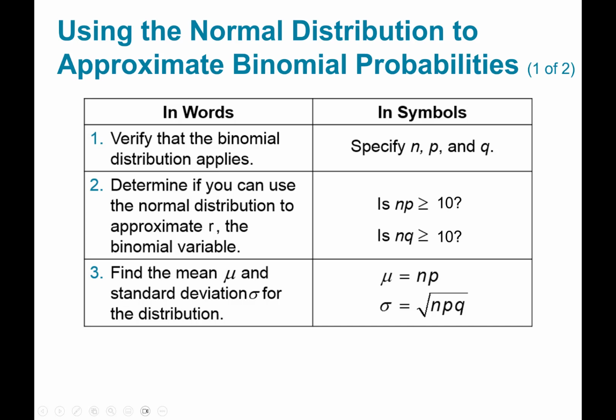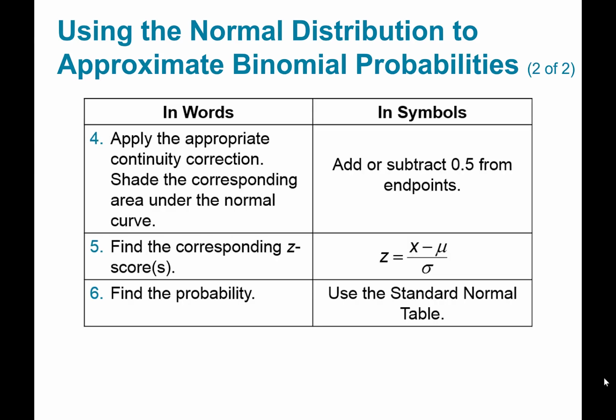The third step, once you know you can do this, is to find the mean and standard deviation for the normal distribution, which is going to be the same as the mean and standard deviation of your binomial distribution. So mu is going to equal n times p, and sigma is going to equal the square root of n times p times q.